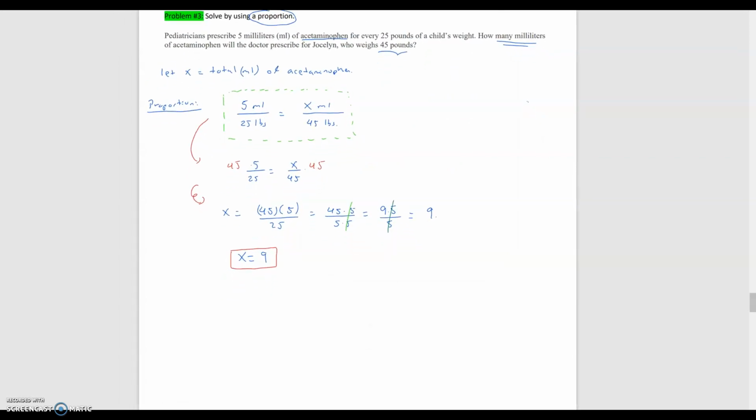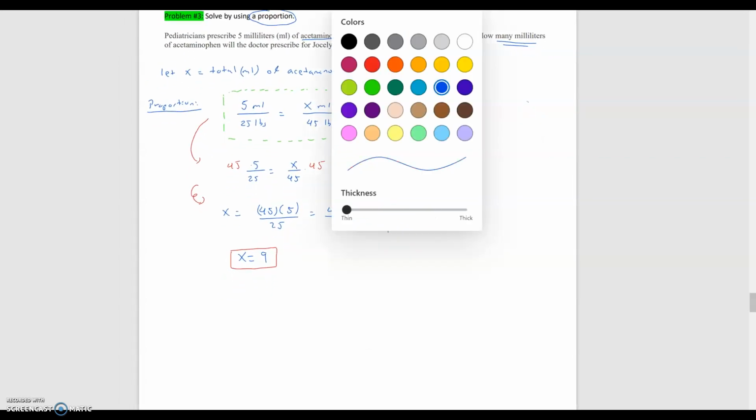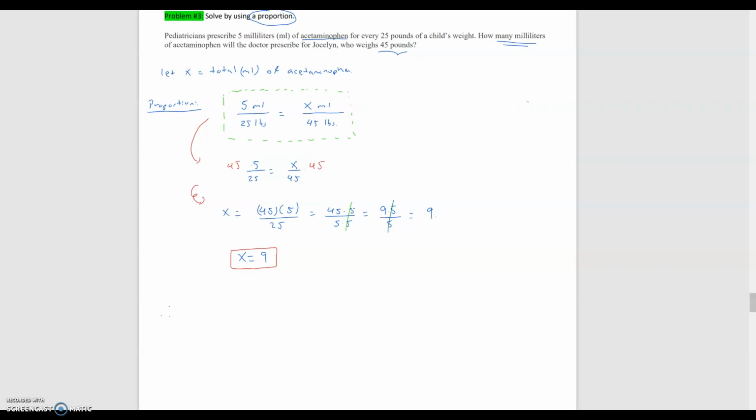And let me just write it as a sentence. In this case, the total amount for Jocelyn will be 9 milliliters of that quantity. So acetaminophen. Okay, that's actually it for this problem.